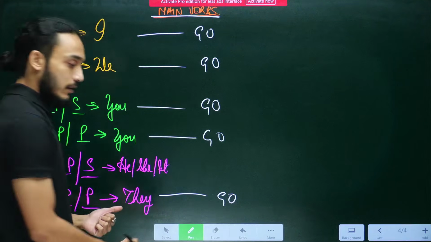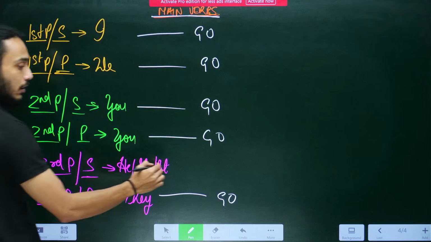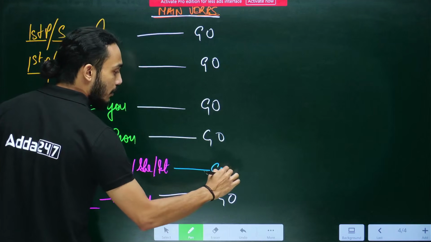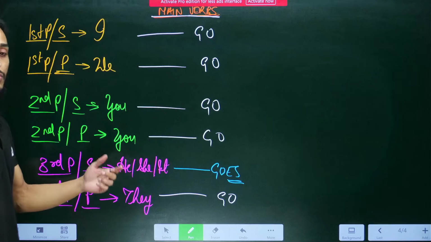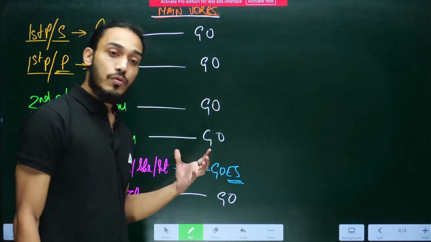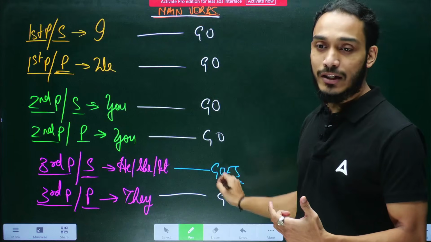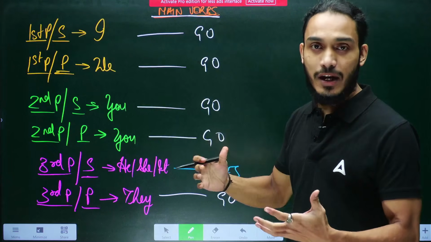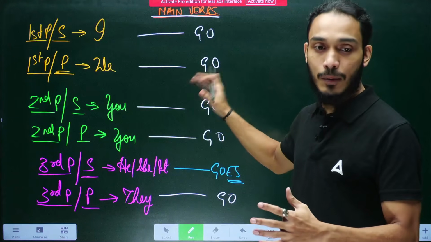But now take a look at this one. With third person singular, you cannot write go, you have to write goes. He goes to school, she goes to school, right? So with third person singular, when it comes to main verbs, go is an action word. It's a main verb. Go is an action verb, right? Go means to go somewhere. It tells you about an action.